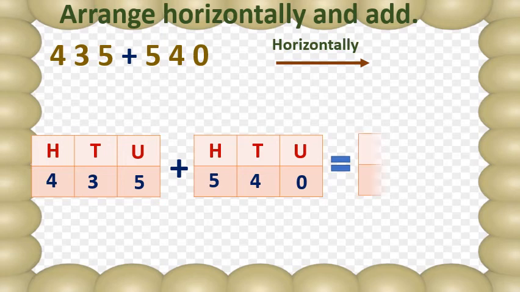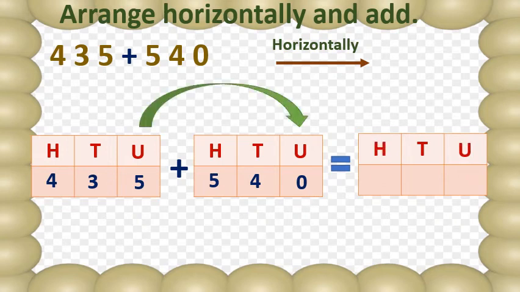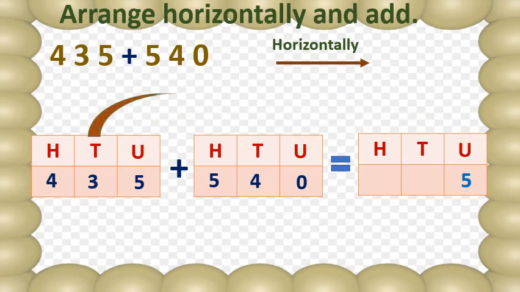Remember students, here always we have to add units place to the unit place. Means 5 is in the unit place and 0 is in the unit place. So always we have to add the numbers of unit place first. See, 5 plus 0 and we have to write that answer in the unit place. Remember this. Got this? And now we will move to the tens place.